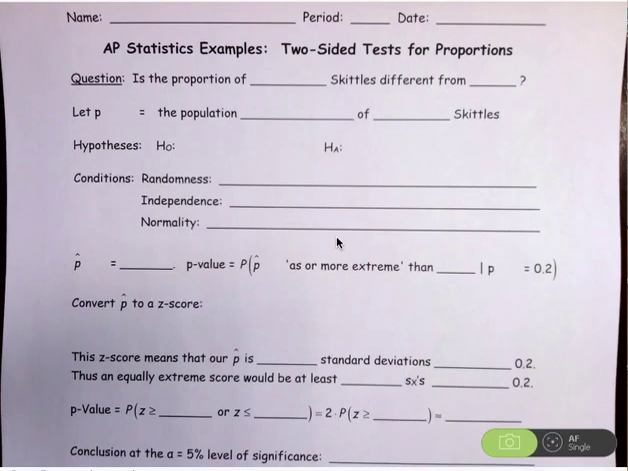Guys, let's look at how we do a two-sided significance test. And I suppose we need to take some time and explain what we mean by a two-sided significance test. So it would help us to have a context. So here is today's context.